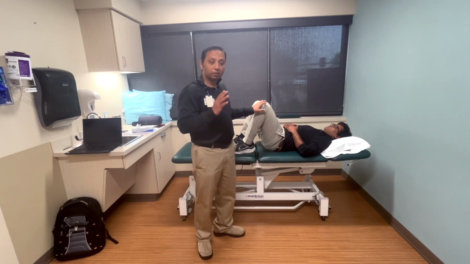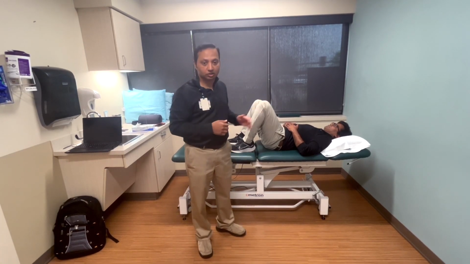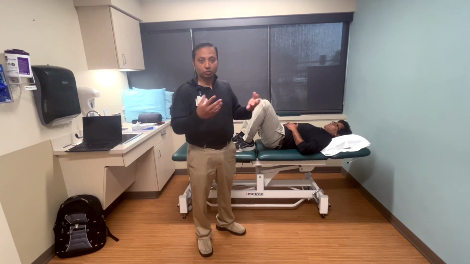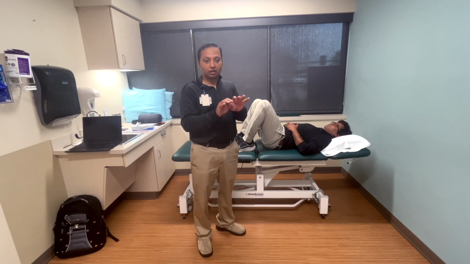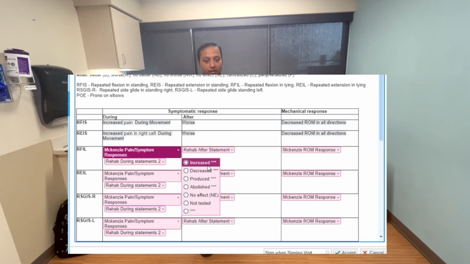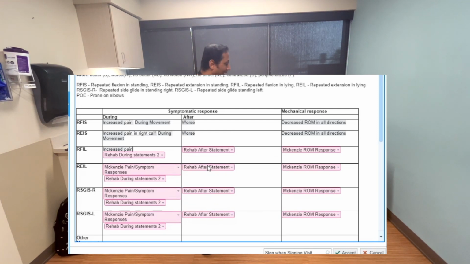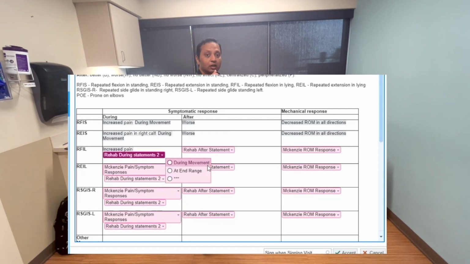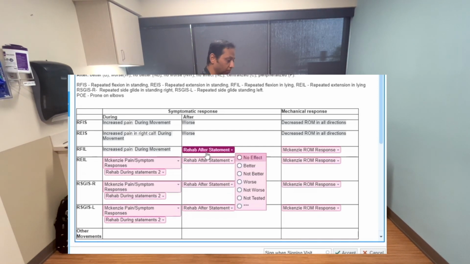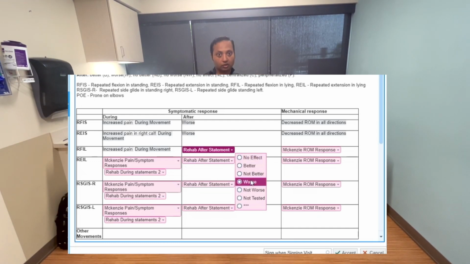Now, we're going to repeat the same questions that we asked after repeated flexion in standing, as well as repeated extension in standing, about symptom response, whether it increased during, decreased, or no change. And then we can document accordingly under the during section of the symptomatic response. And then we're going to ask him how the symptoms are after he is done with this, whether it remained worse or remained better or no effect. And based on that, we're going to document accordingly under the after part of the symptomatic response.